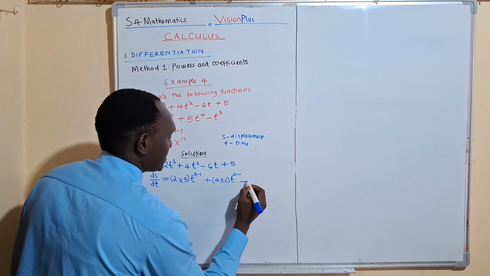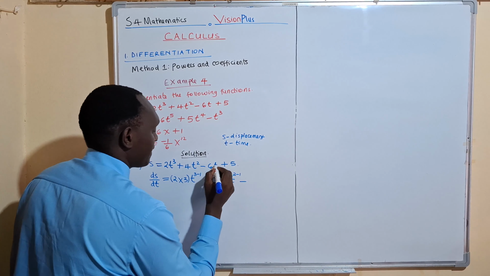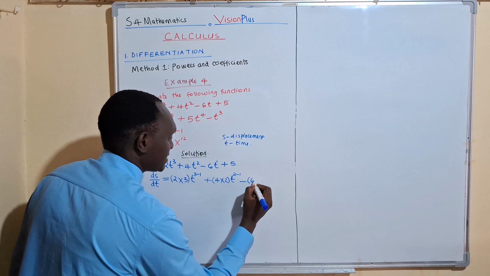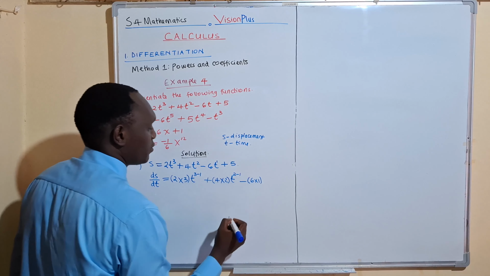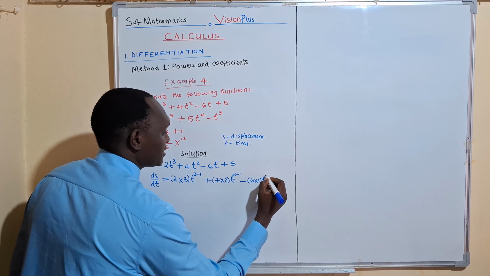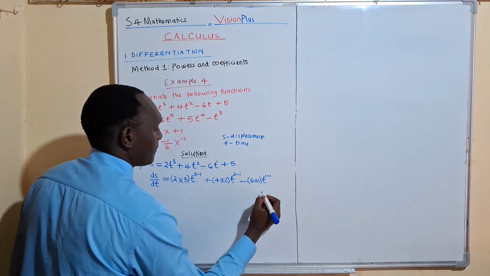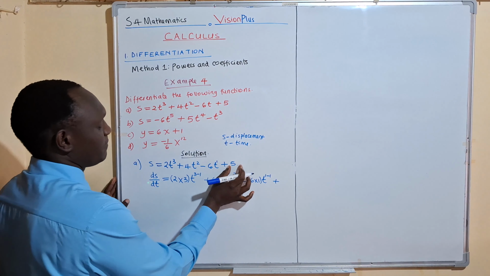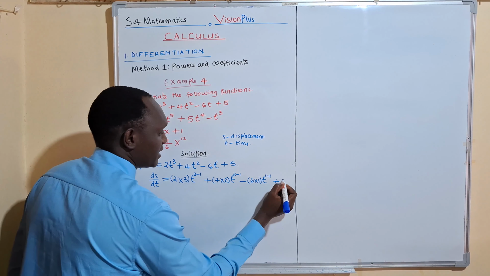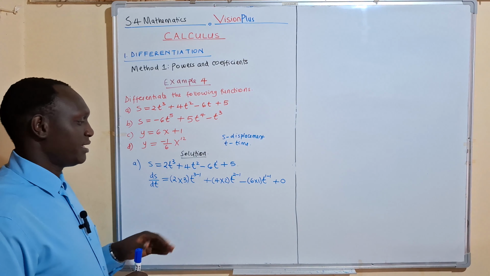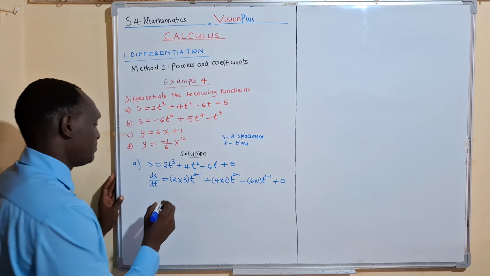And then minus 6. Remember, this t has a power of 1. So we shall say minus 6 times 1, which is the whole power, t. Now we need a new power, which is 1 minus 1, plus 5. If we differentiate 5, what do we get? 5 is a constant. Any constant that we differentiate gives us 0. Now we have differentiated.